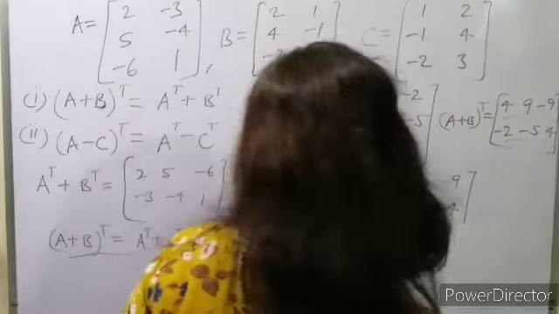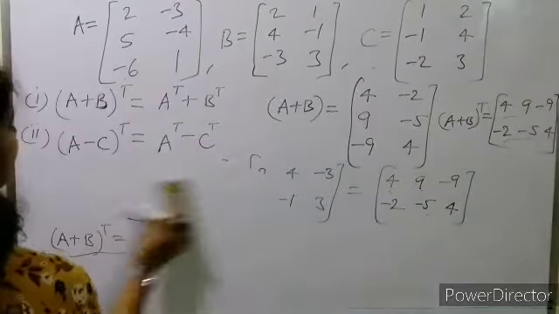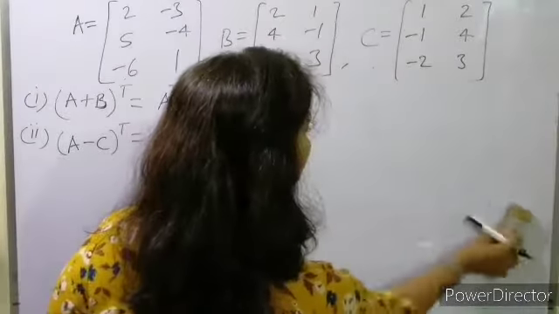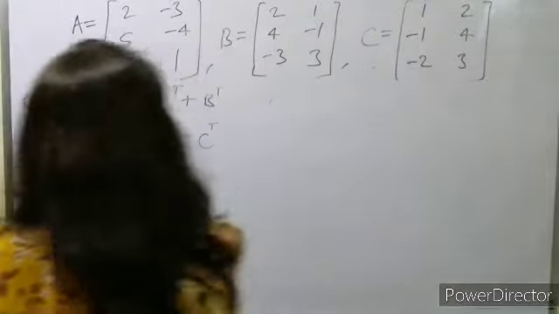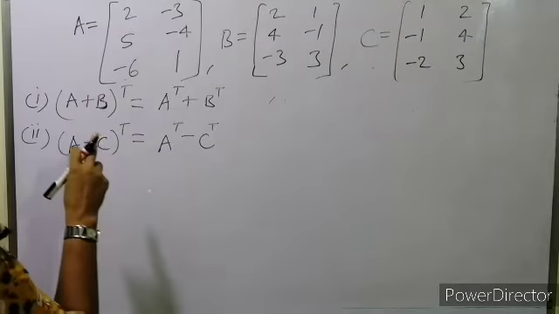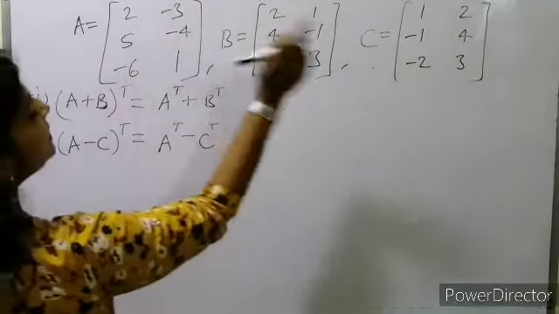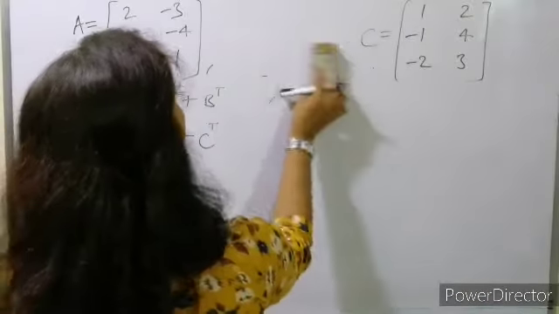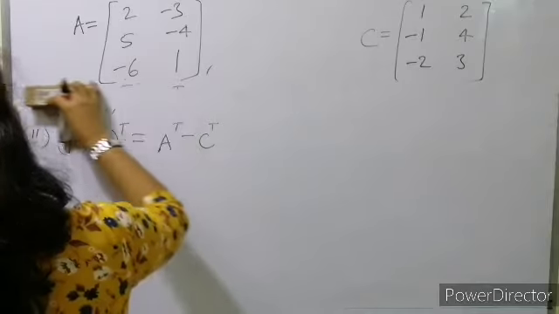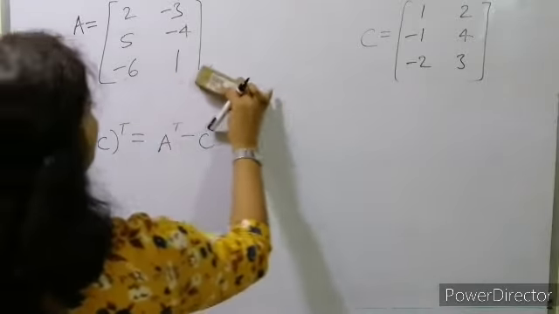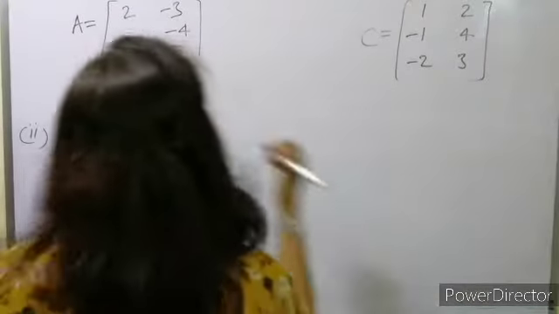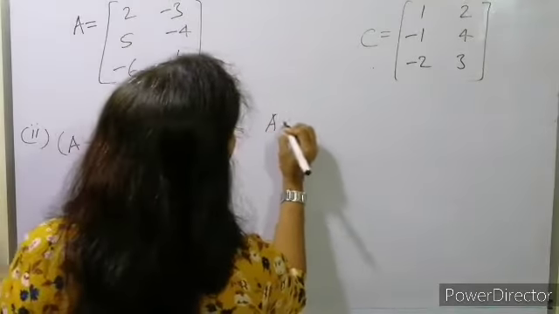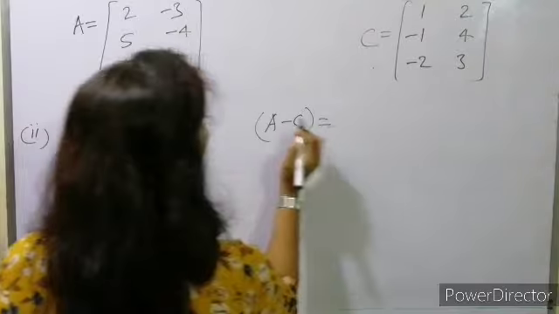The second one we'll do now. The second one is A minus C transpose. So A and C we will compare. Now B is of no use here, so we'll remove B from here. Okay, this we have done. Now we find A minus C. So what will A minus C be?